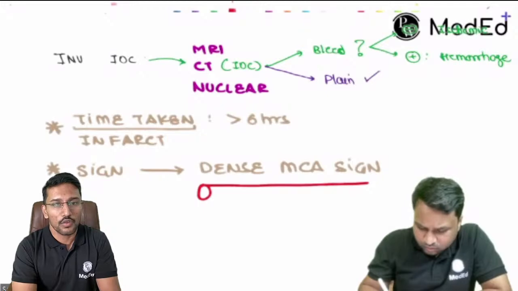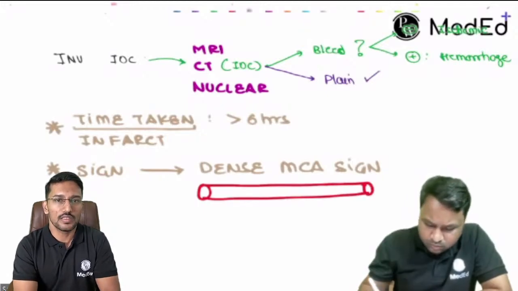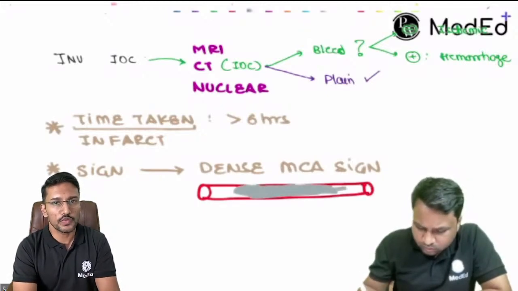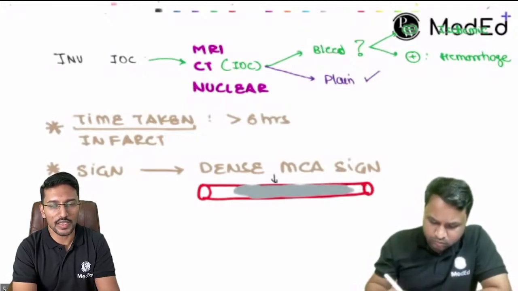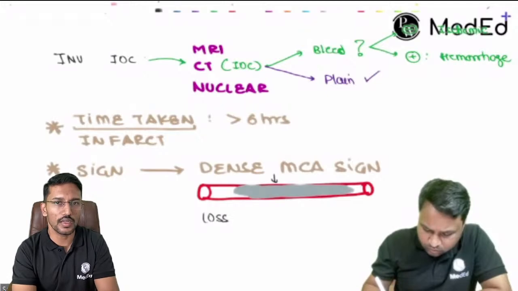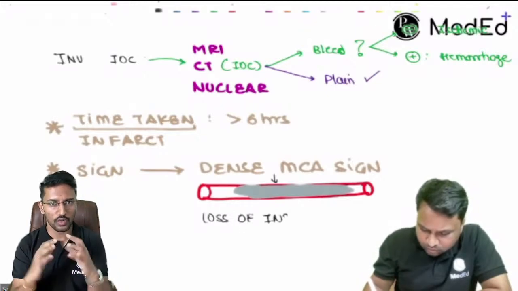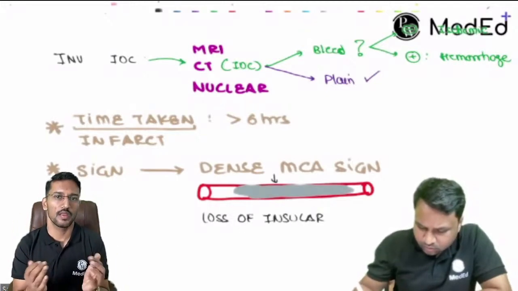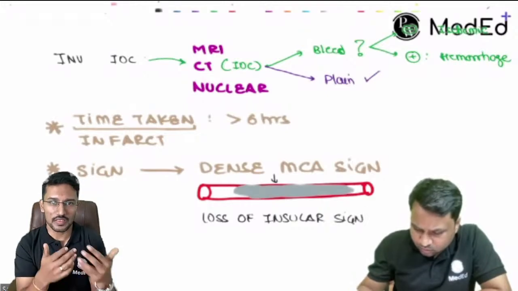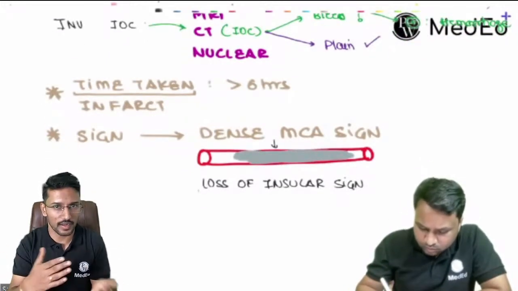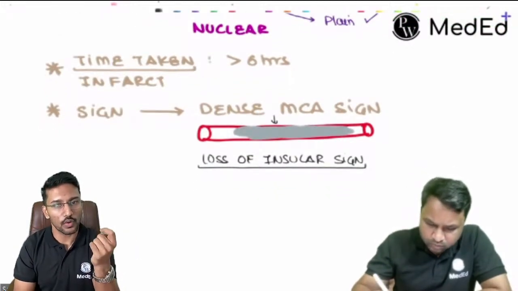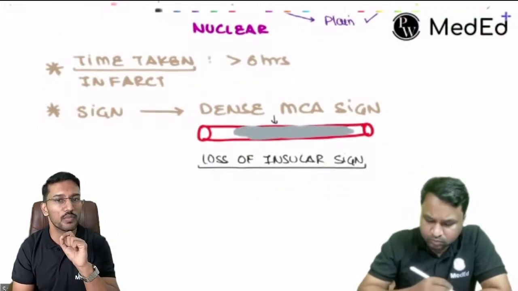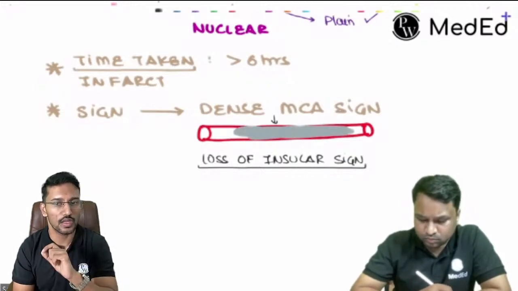The other sign that we might see within 6 hours is called the loss of insular ribbon sign. We know that in the brain, there is white matter in the core and gray matter in the periphery. There is some demarcation which we can see on the CT scan between the white and gray matter. That demarcation can be lost. So we call it the loss of insular ribbon sign.